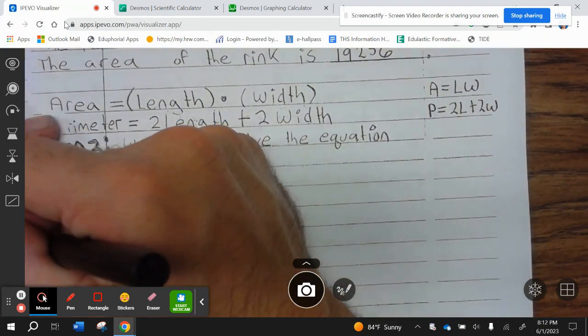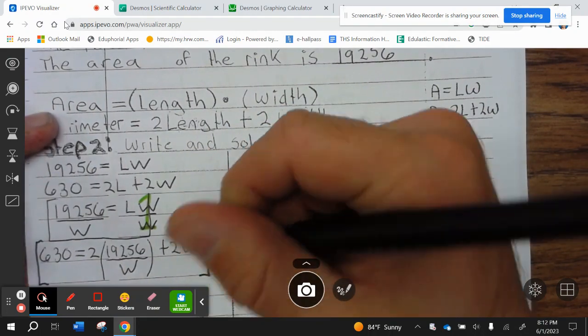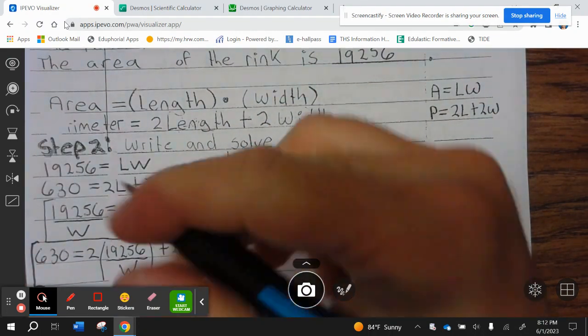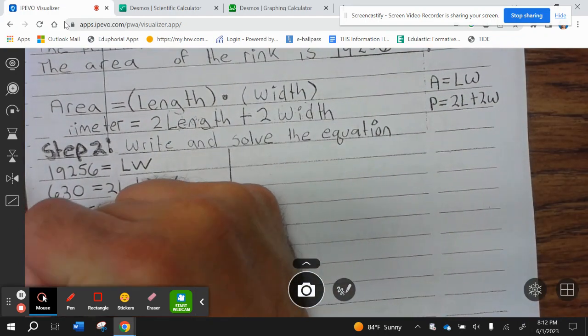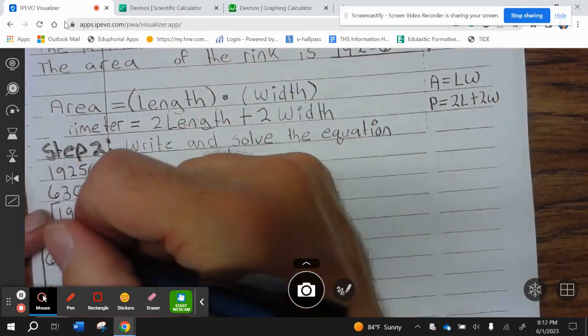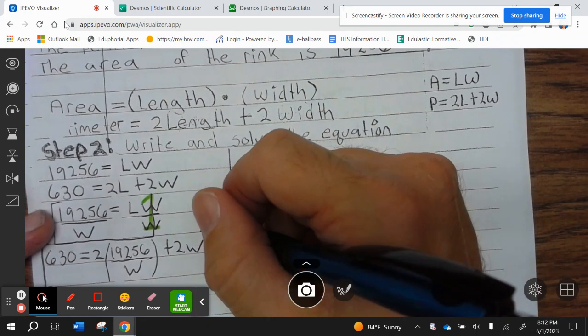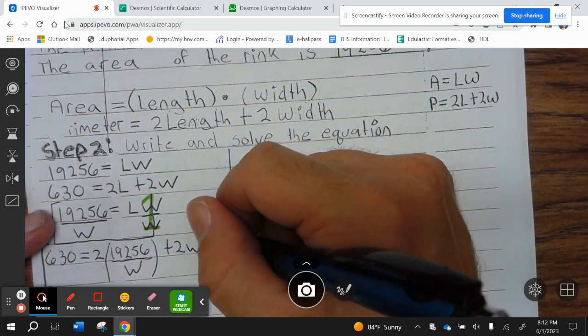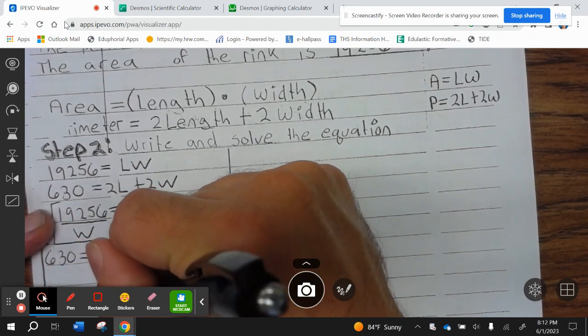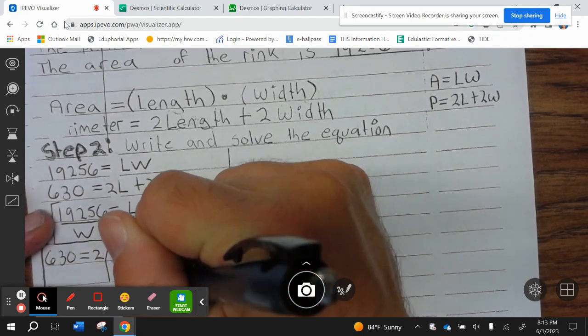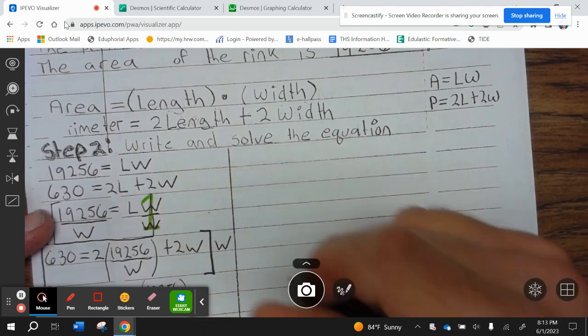Now we need to multiply everything by W. So you get 630W equals W times 2, which is 2W, and let's just leave that as 19,256.